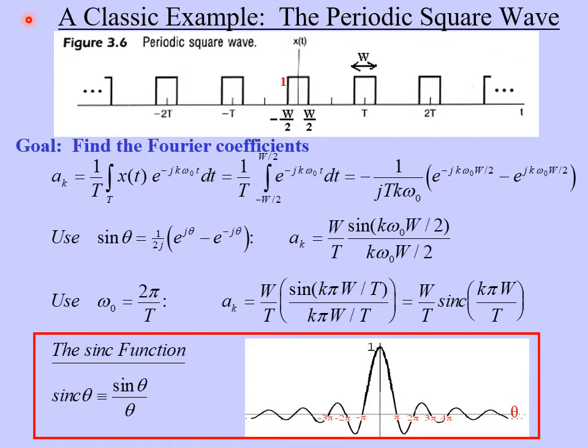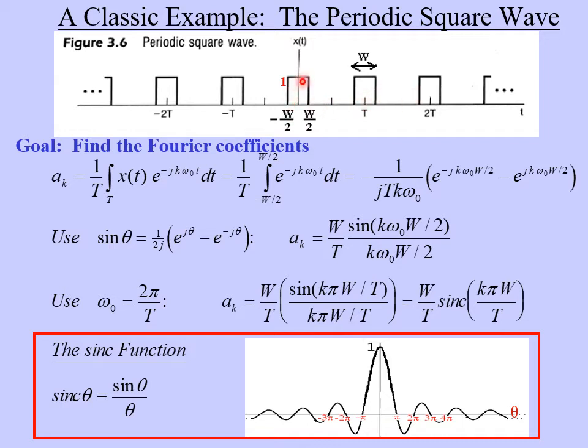So let's go through some examples now of how we can calculate the Fourier series expansion for some periodic signals. The first one we're going to do is a classic example of a periodic Fourier series representation, and this is the periodic square wave. You can look in your book. This comes out of the textbook. Figure 3.6 shows our periodic square wave.